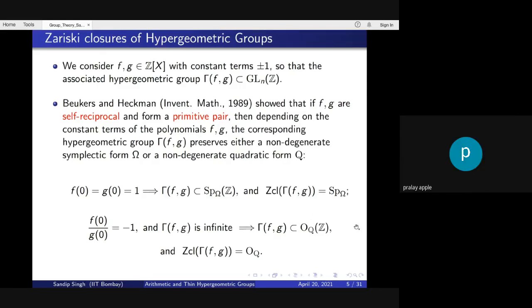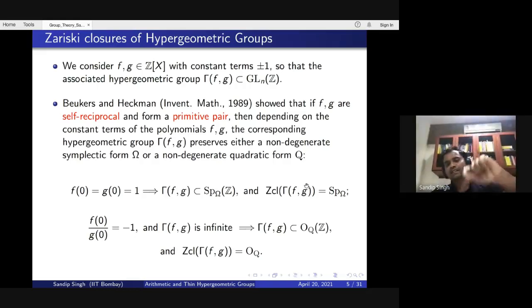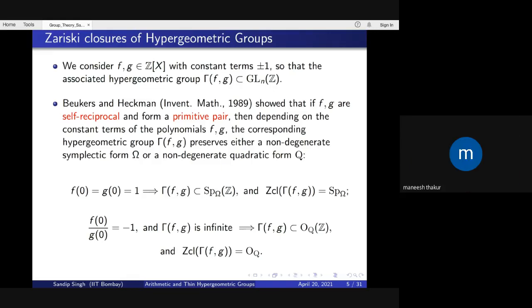Just another question. How can you indicate how they show the Zariski closure has the same Lie algebra as that? Actually, they have shown that it contains unipotent elements corresponding to all the roots, all possible roots. So that way.